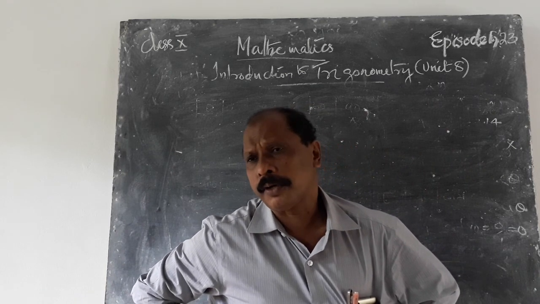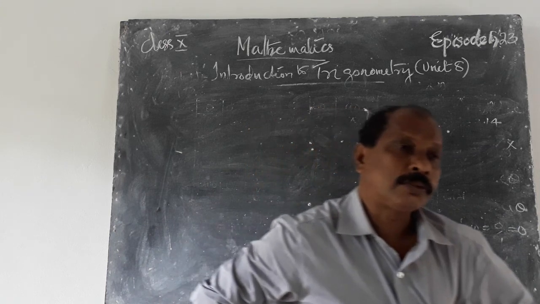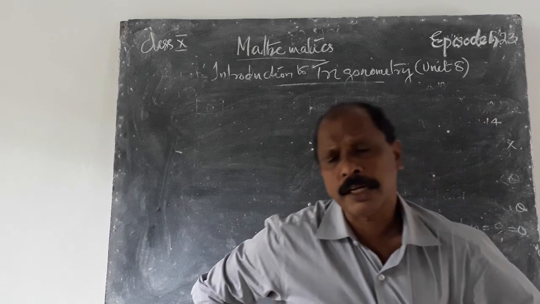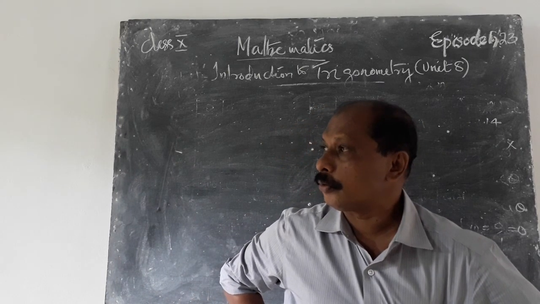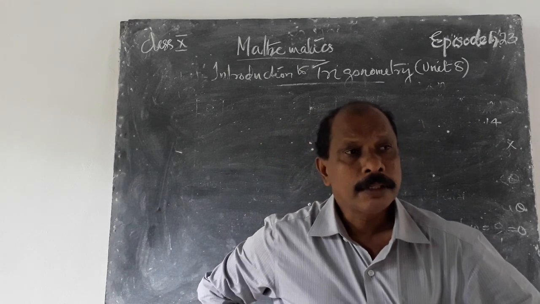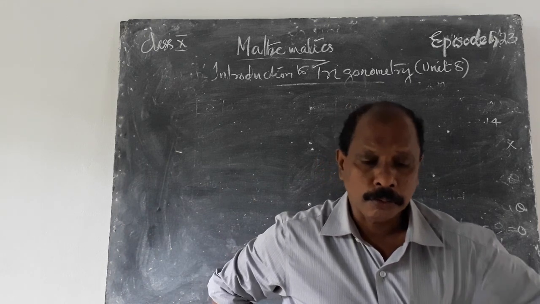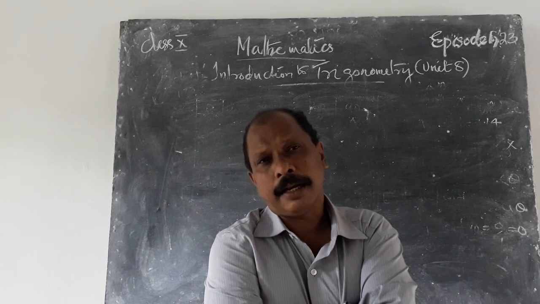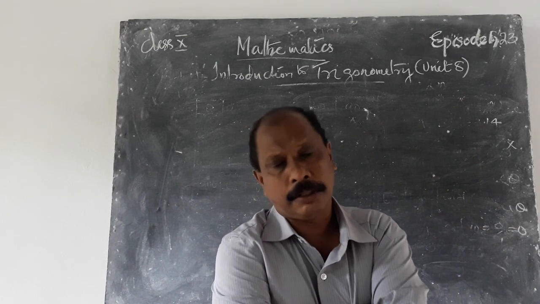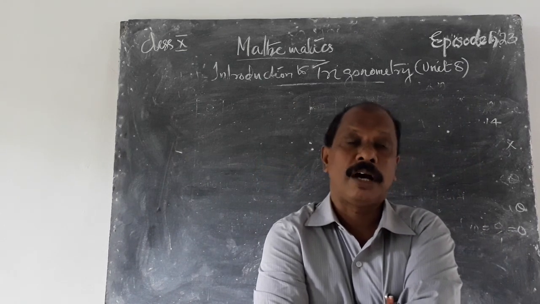Then sin 45 is opposite side by hypotenuse, that is 1 by root 2. Cos 45 is adjacent side by hypotenuse, it is also 1 by root 2. Tan 45 is opposite by adjacent is equal to 1 by 1 is equal to 1. Therefore, sin 45 is 1 by root 2, cos 45 is 1 by root 2, tan 45 is 1. Clear?